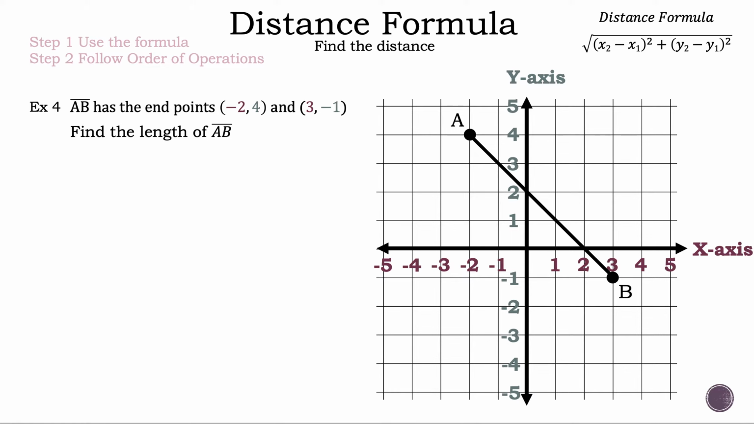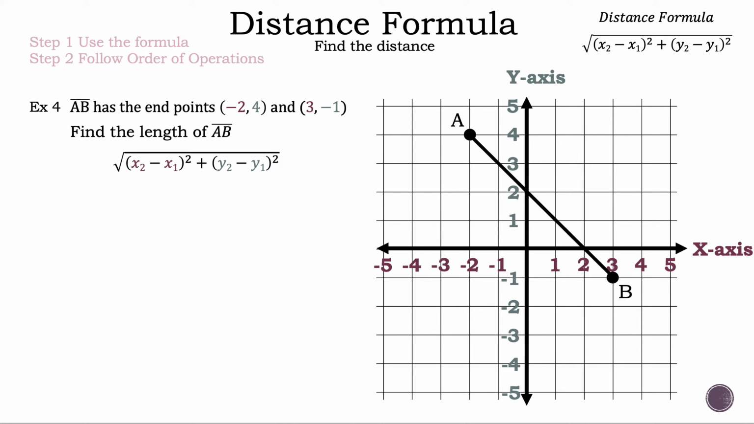Now let's read the question. Segment AB has the endpoints (-2, 4) and (3, -1). Find the length of segment AB. Luckily for us, segment AB has already been plotted on the graph. And since we're finding the distance, let's go ahead and write down that distance formula.